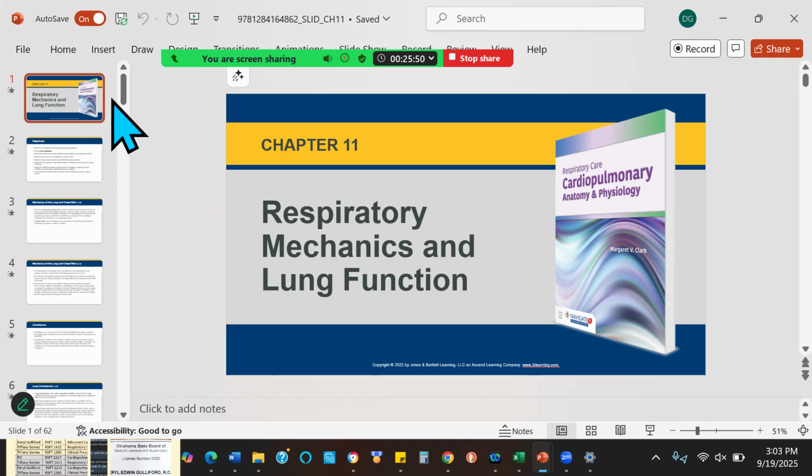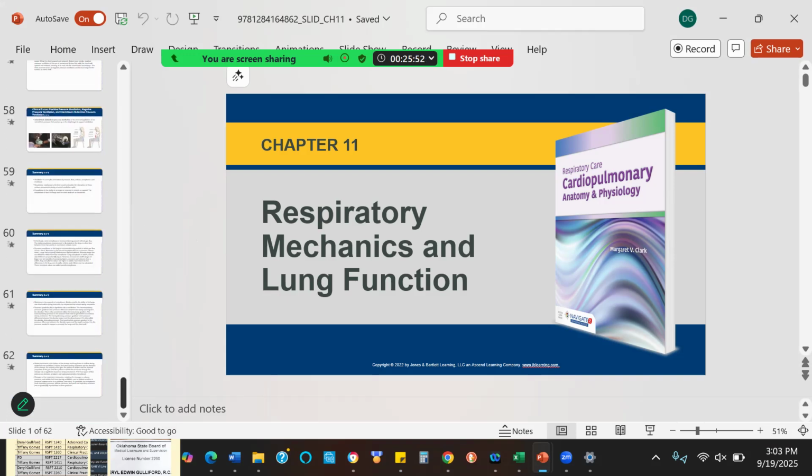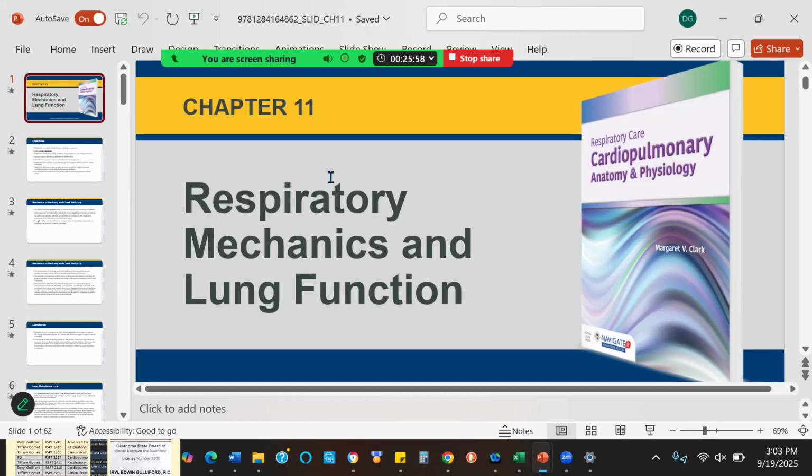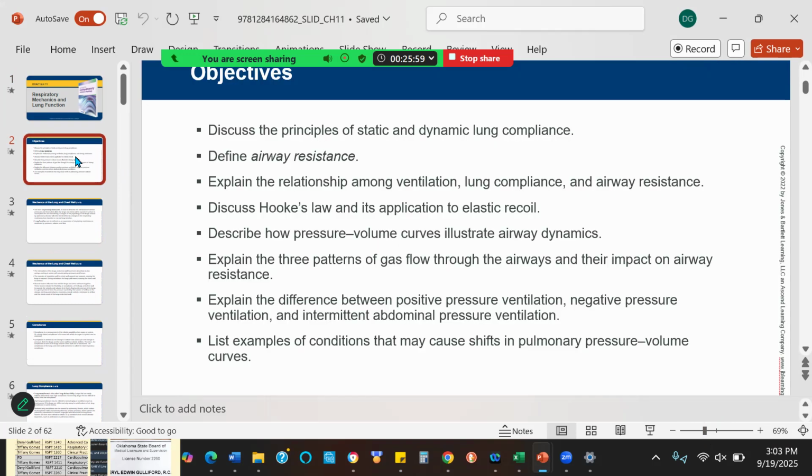Respiratory mechanics and lung function. Let's see how many slides this is. 62. All right. So let's just go ahead and talk about this, and then we'll be caught up for the week. I think you guys understand there's no way that we can cover in our 2-hour session all the material. So we have to do some of these recordings. And I don't mind doing it at all. So you'll just find these in the course.